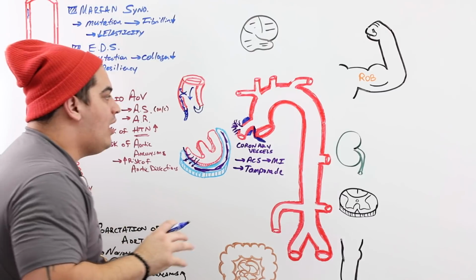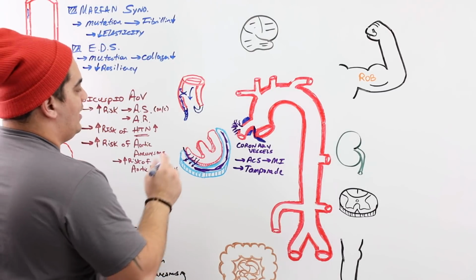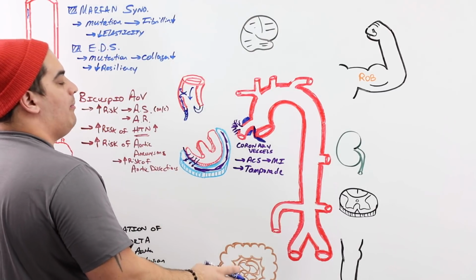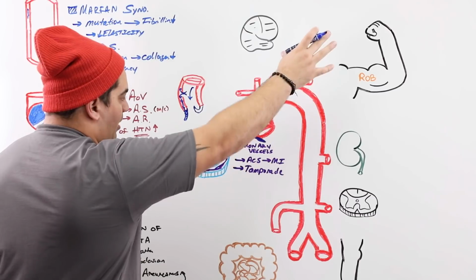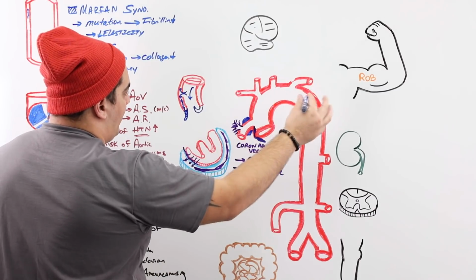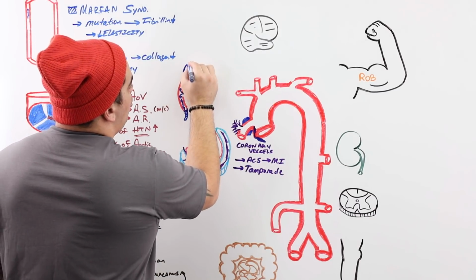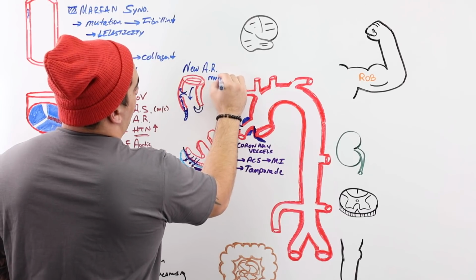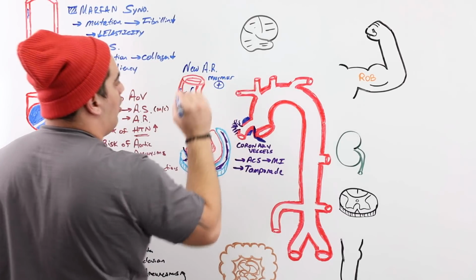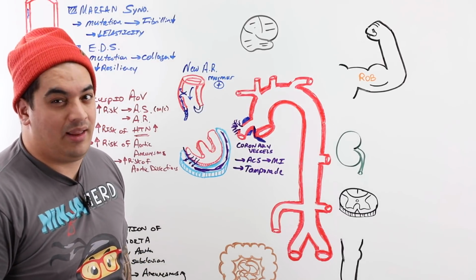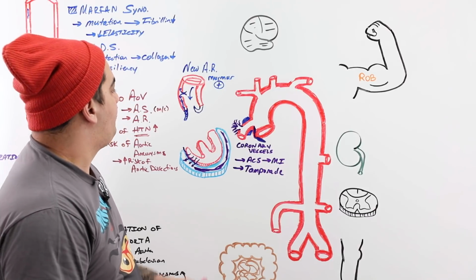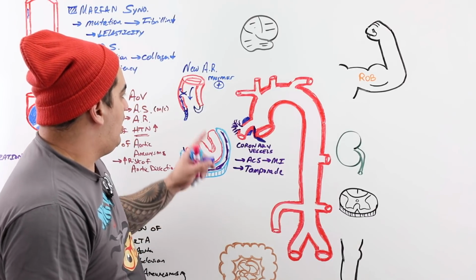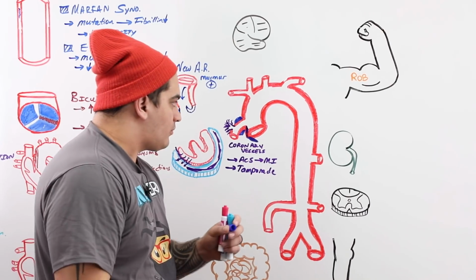No. So another huge clue on the exam is if you have somebody who presents with symptoms that we'll talk about in a second of an aortic dissection and a new aortic regurgitation murmur on auscultation, that's something to be thinking about. Please don't forget that. Okay, boom shakalaka, let's move on to the next thing.